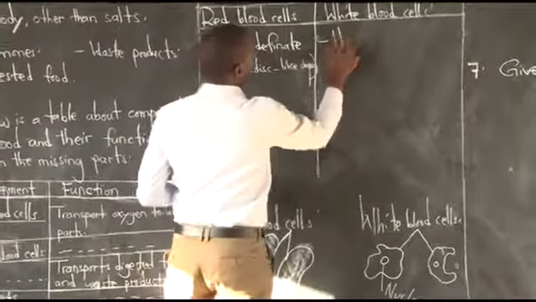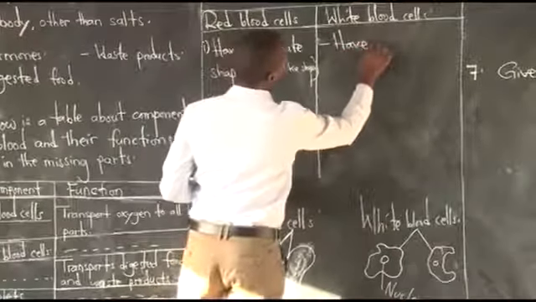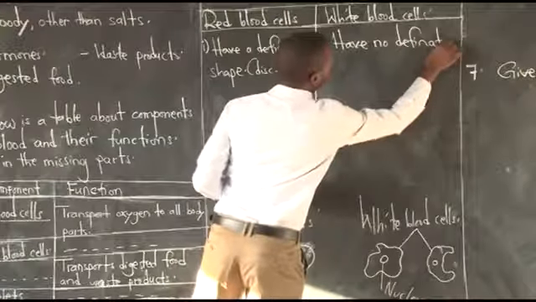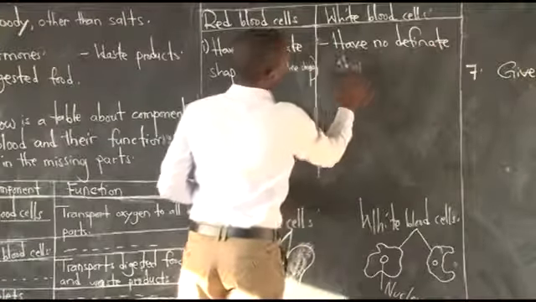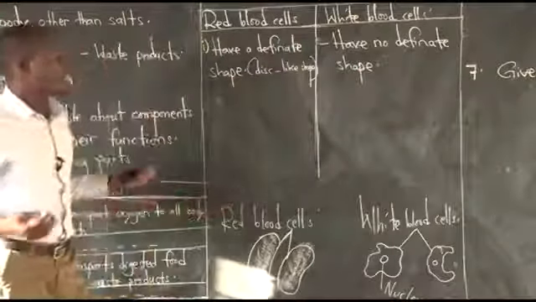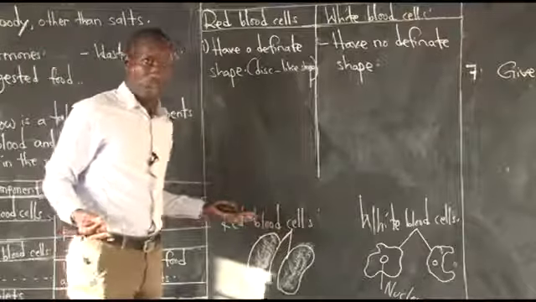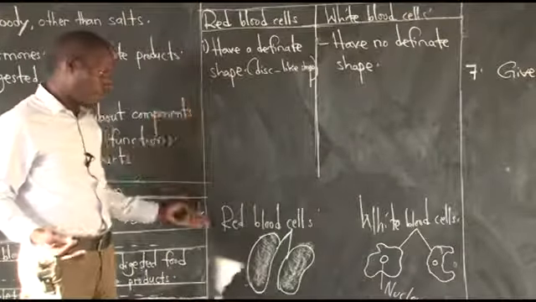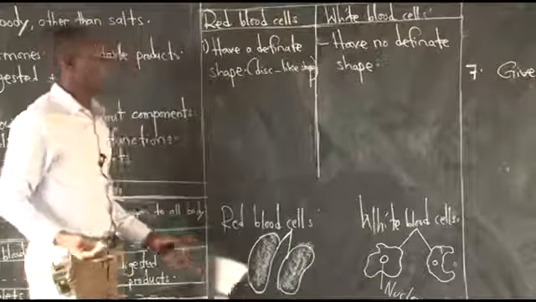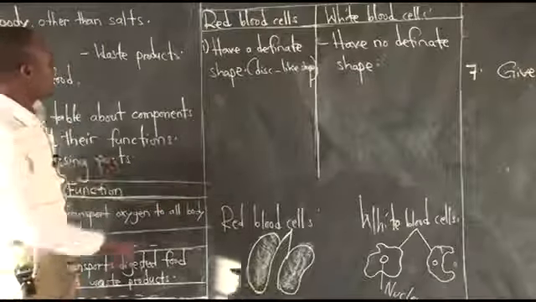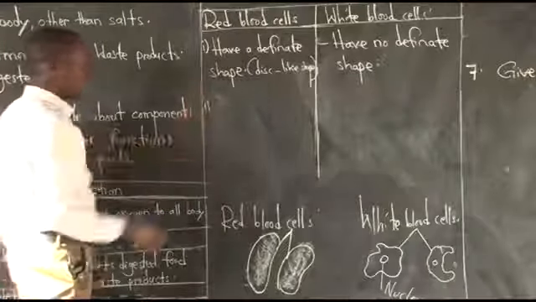So you can say they have no definite shape, with definite meaning specific shape. Or one can say they have irregular shape, and here red blood cells have regular shape. The shape here is known, which is disc-like, and the other is not known, so it is irregular.